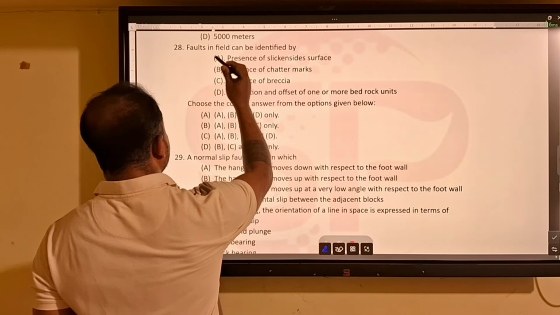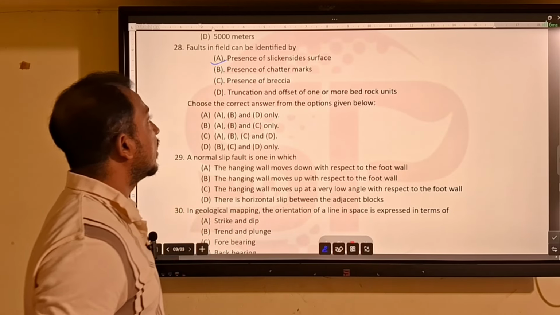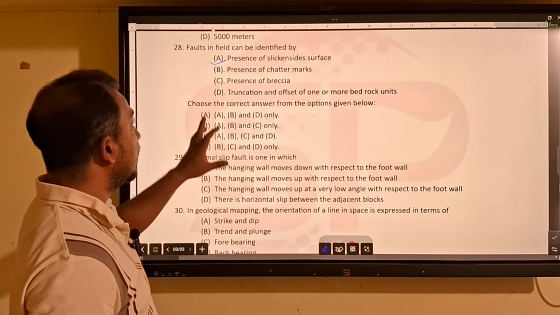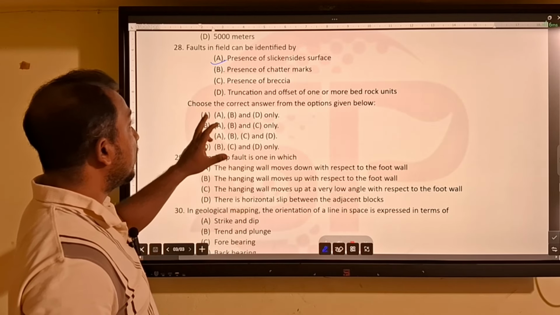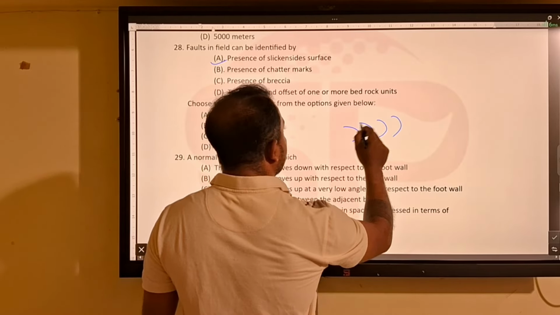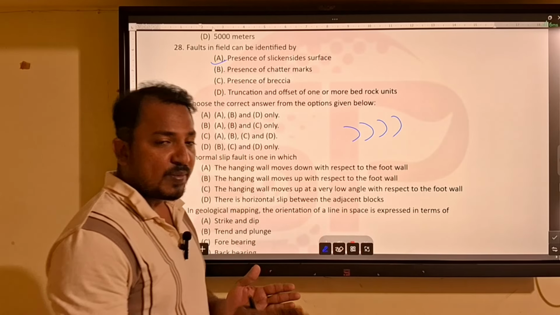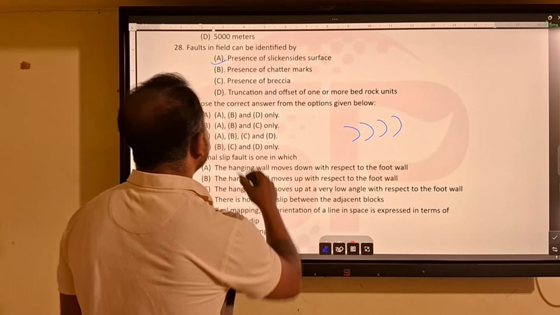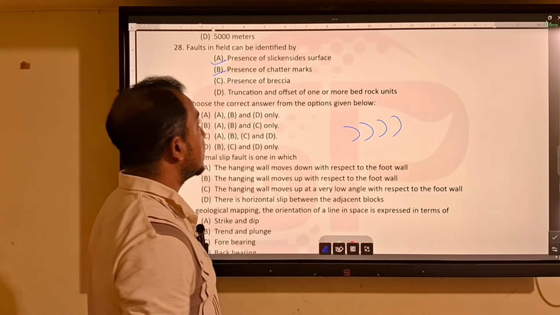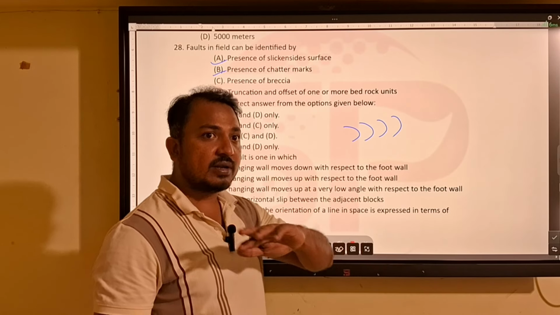This is used to determine fault presence. Chatter marks are a type of concave marking, which you have studied in the case of glacial conditions in a continental ice sheet, where a moving ice sheet produces crescentic gouges. These chatter marks are indicative of movement of blocks. So chatter marks can also indicate the presence of a fault. Chatter marks can be found in faults and in glacial conditions.